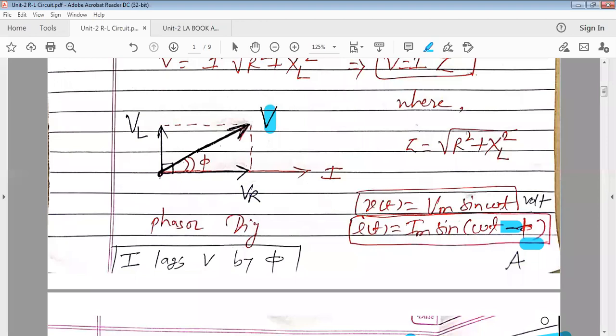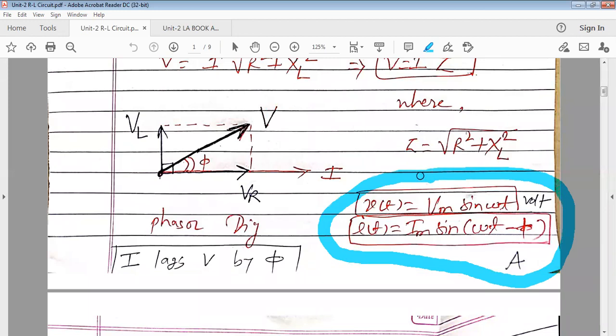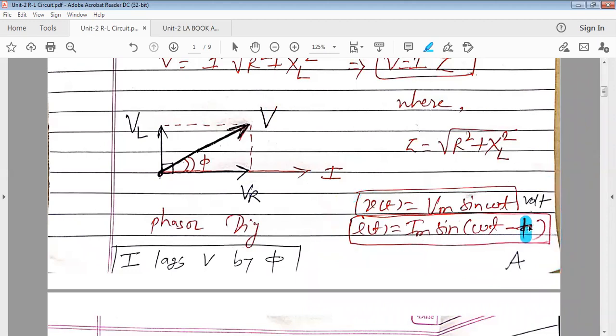And by how much angle? Phi. So if in a numerical it is given to you that the instantaneous voltage equation is v of t equals Vm sin omega t, and the current equation is in this form, i of t equals Im sin of omega t minus phi, where phi is greater than 0 and less than 90 degrees, it is not equal to 0, it is not equal to 90 degrees, then this circuit is of which type? Series RL. So keep these equations also in your mind. Here phi is not 90 degrees, here phi is not 0 degrees. It is in between.